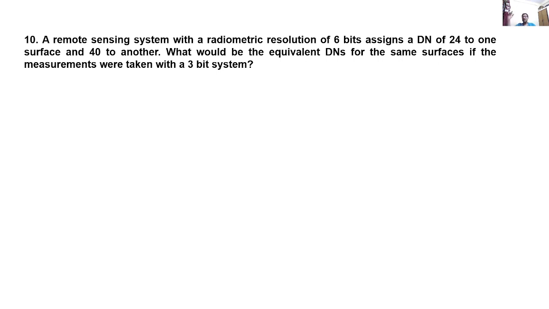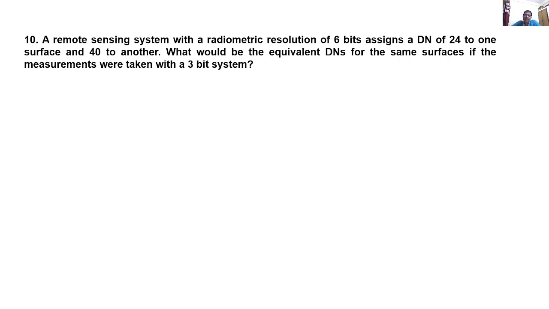Now another different set of questions. Overall, we would be solving 11 different questions today. Now coming to another set of questions. This set of questions would deal with the conversion of DN from one radiometric resolution system to another radiometric resolution system. So let's solve it.